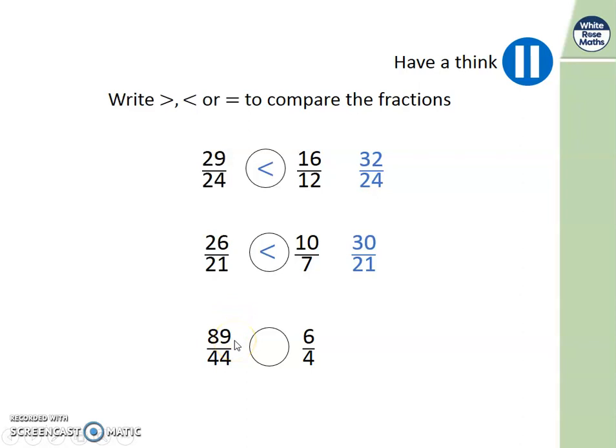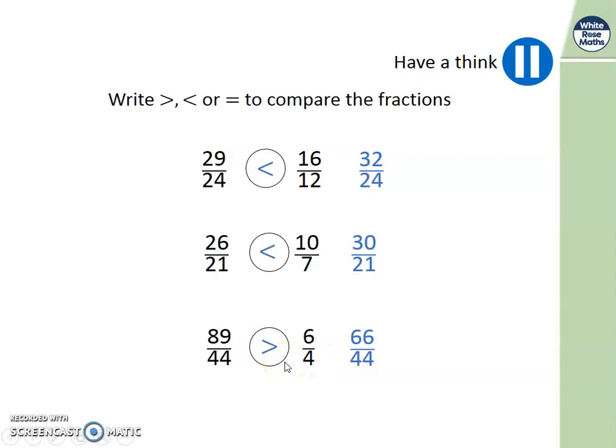With this one, we're going to have a look. Now, there's no relationship between 89 and 6, but there is a relationship between 4 and 44. I could multiply by 11. So 4 times by 11 is 44, and 6 times 11 is 66. Therefore, 89 44ths is greater than 66 44ths, which is greater therefore than 6 fourths.